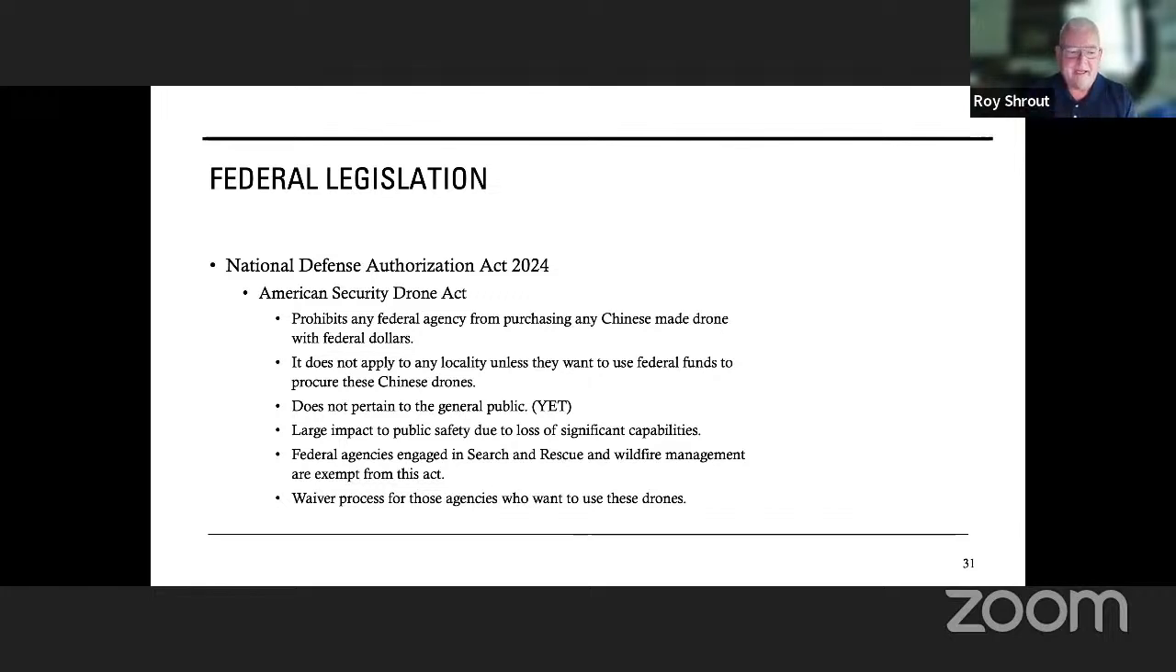Now it gets kind of funny. Federal agencies engaged in search and rescue, SAR, and wildlife management are exempt. So if you are in one of these federal agencies and you want to buy and fly drones with federal dollars, you can, because they recognize how good this stuff is. Go figure. And then there is a waiver process for other agencies who want to use these drones.